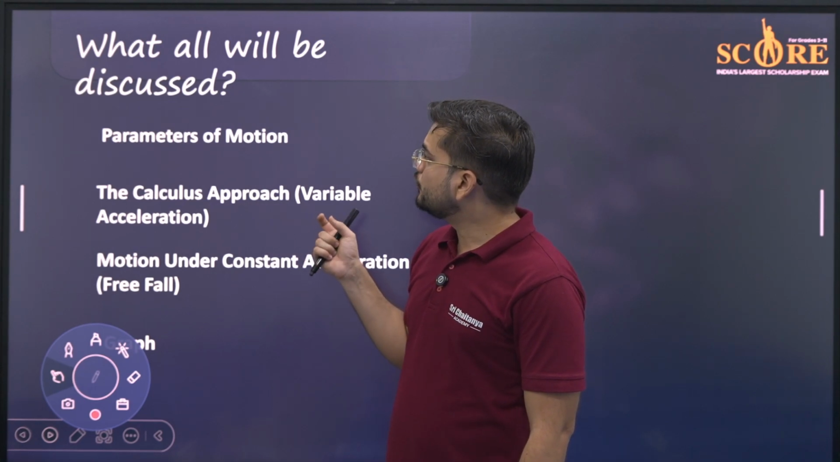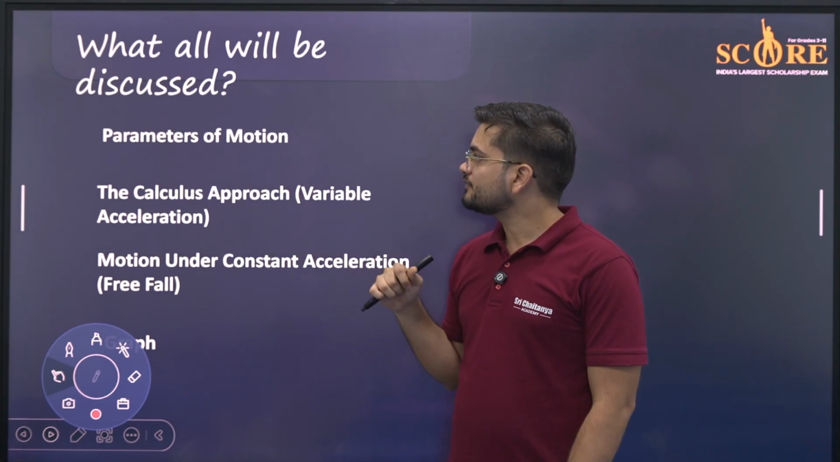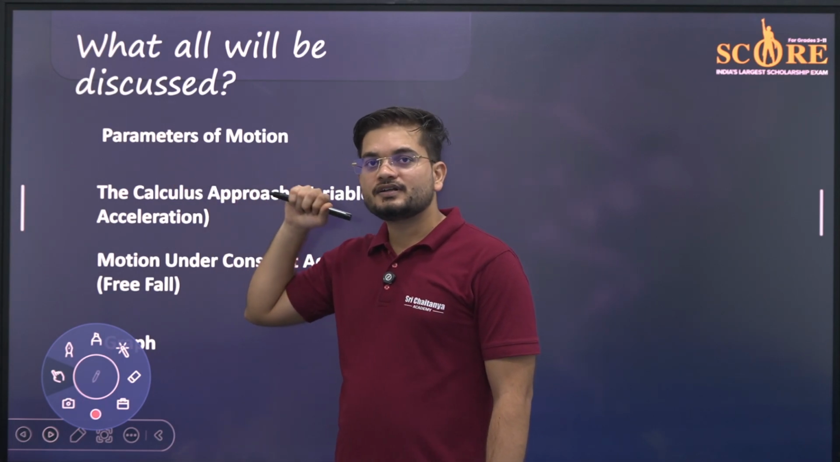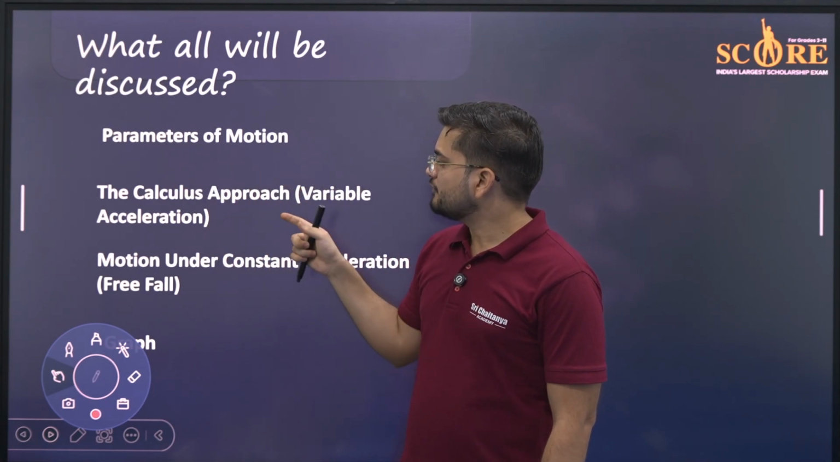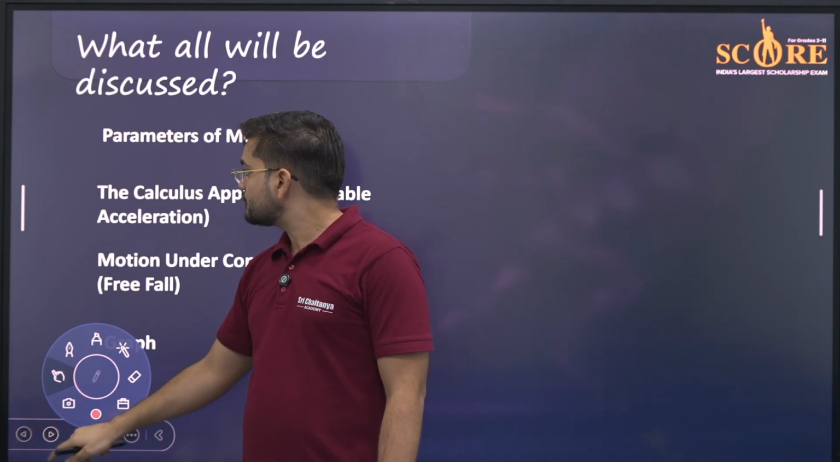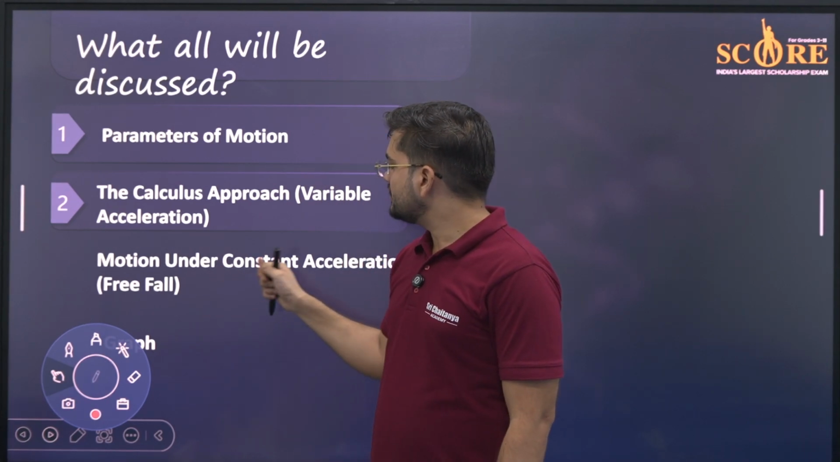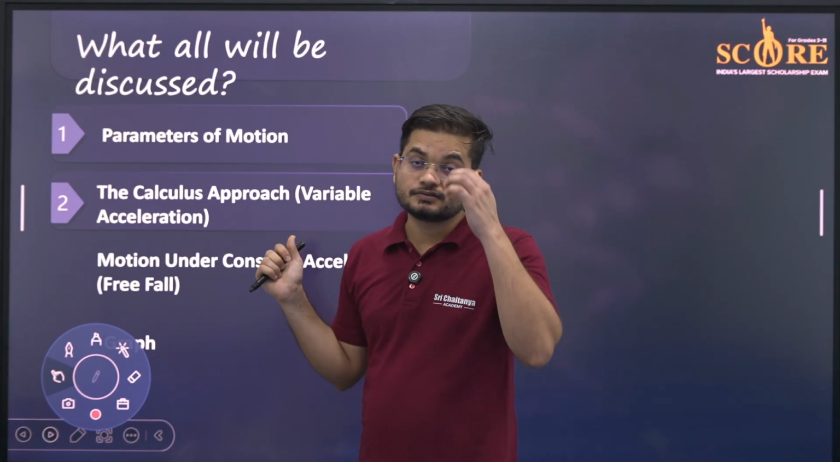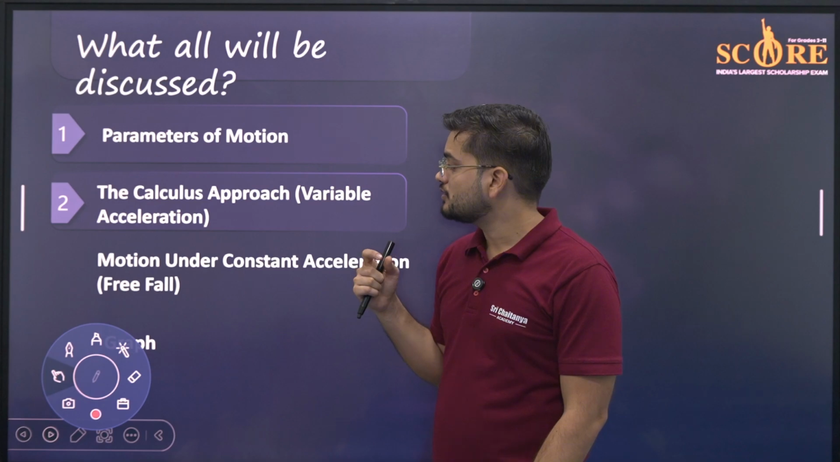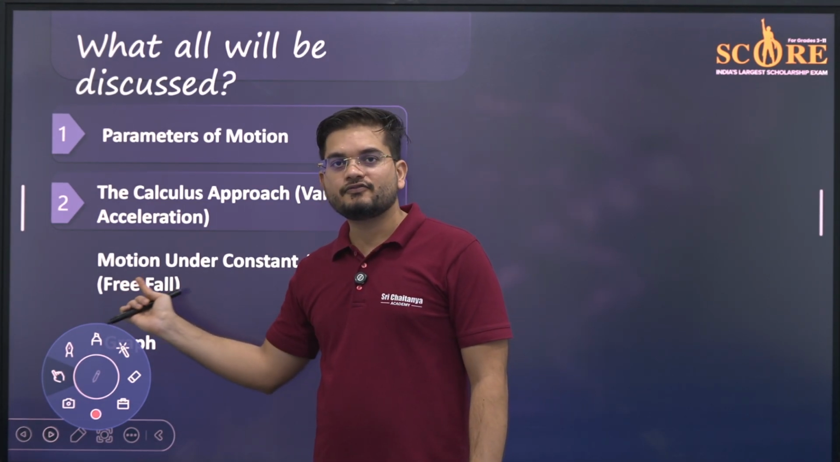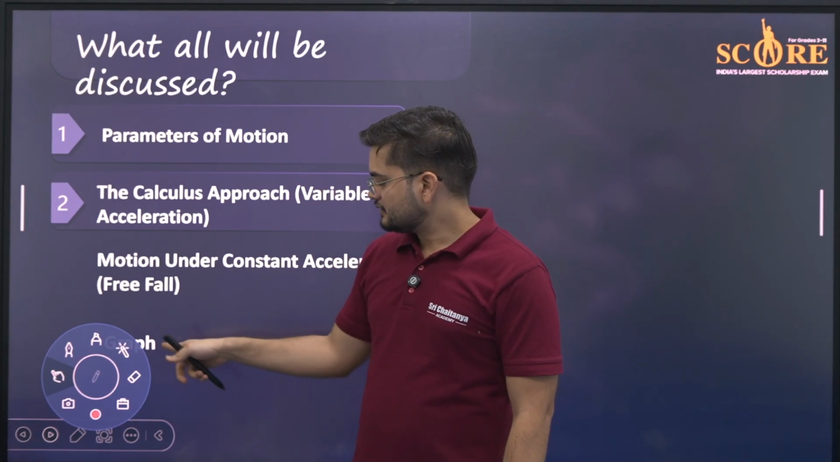Here is the blueprint of our session. Initially we will discuss parameters of motion, and then we will move towards the calculus approach, and then motion under constant acceleration, motion with constant acceleration, or motion under gravity, which is known as free fall, and then graphs.